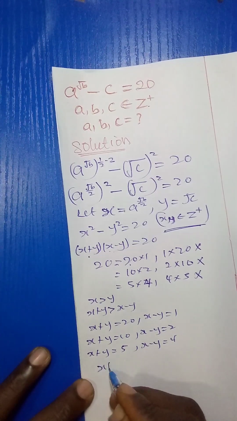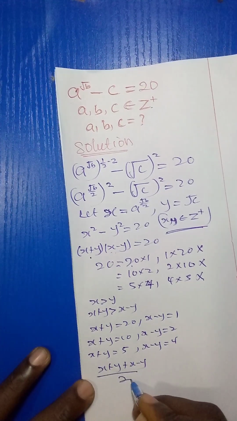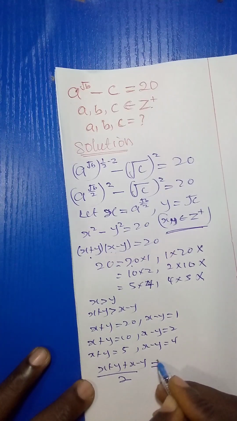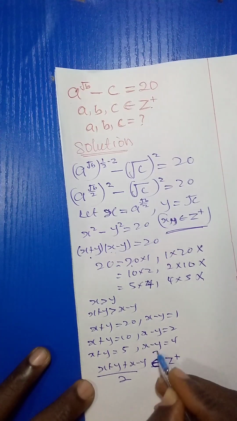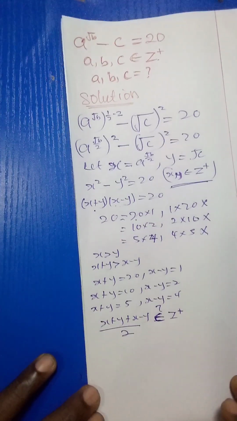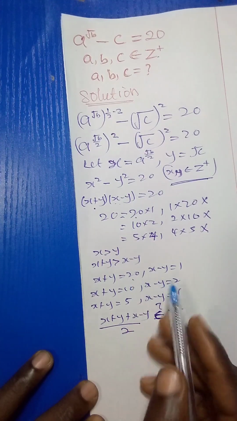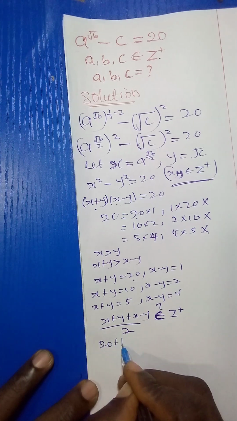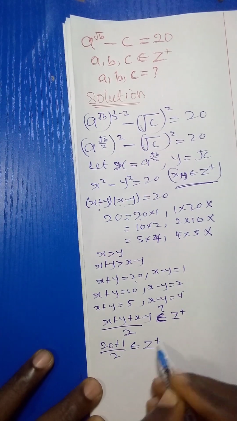So if I add x plus y plus x minus y, I should divide it by 2 is equal to... is it a member of the set of positive integers? That's a question we need to answer. Now, let's take for example 20 and 1. If I have 20 plus 1 divided by 2, is it a member of the set of positive integers?